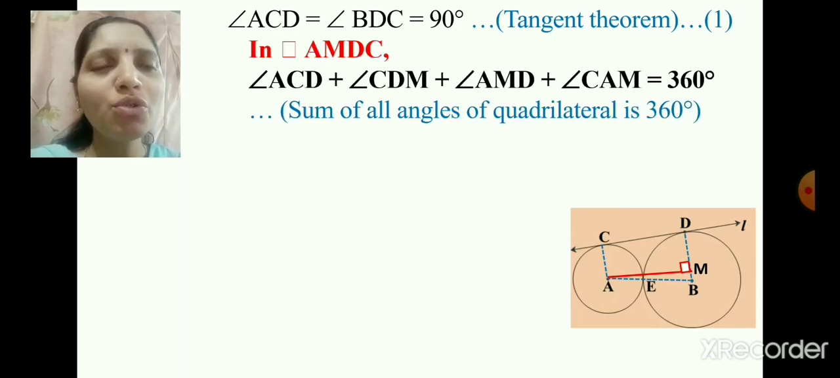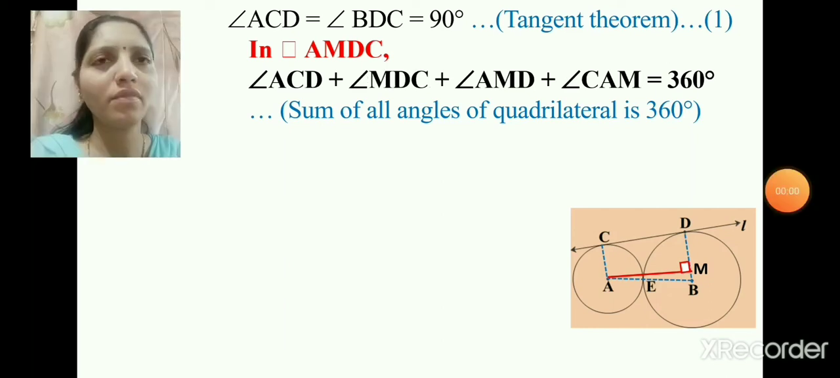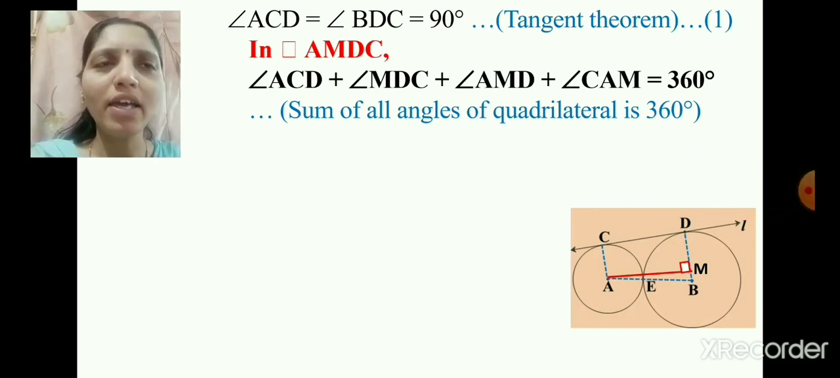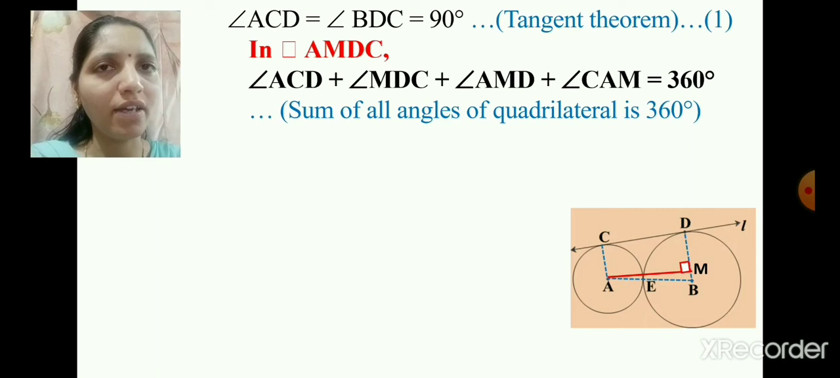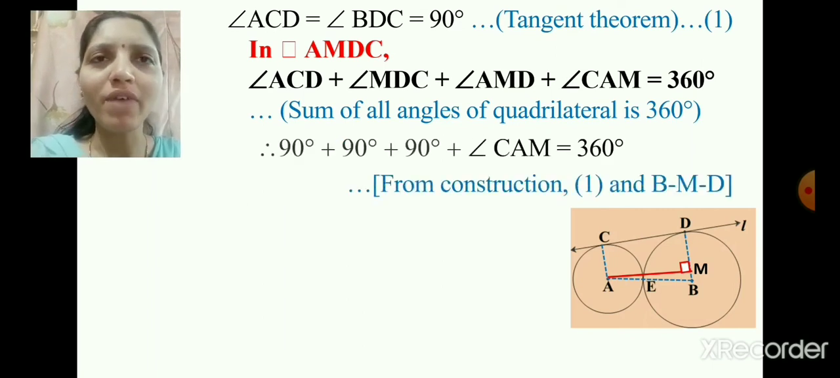Now due to our construction we have drawn one perpendicular line. Due to this, one quadrilateral is formed, quadrilateral AMDC. So we have to consider this quadrilateral. In a quadrilateral the sum of the measures of all the angles is 360 degrees. So let's write down angle ACD plus angle MDC plus angle AMD plus angle CAM is equal to 360 degrees. Now let's substitute the values here. Angle ACD we know is 90 degrees.